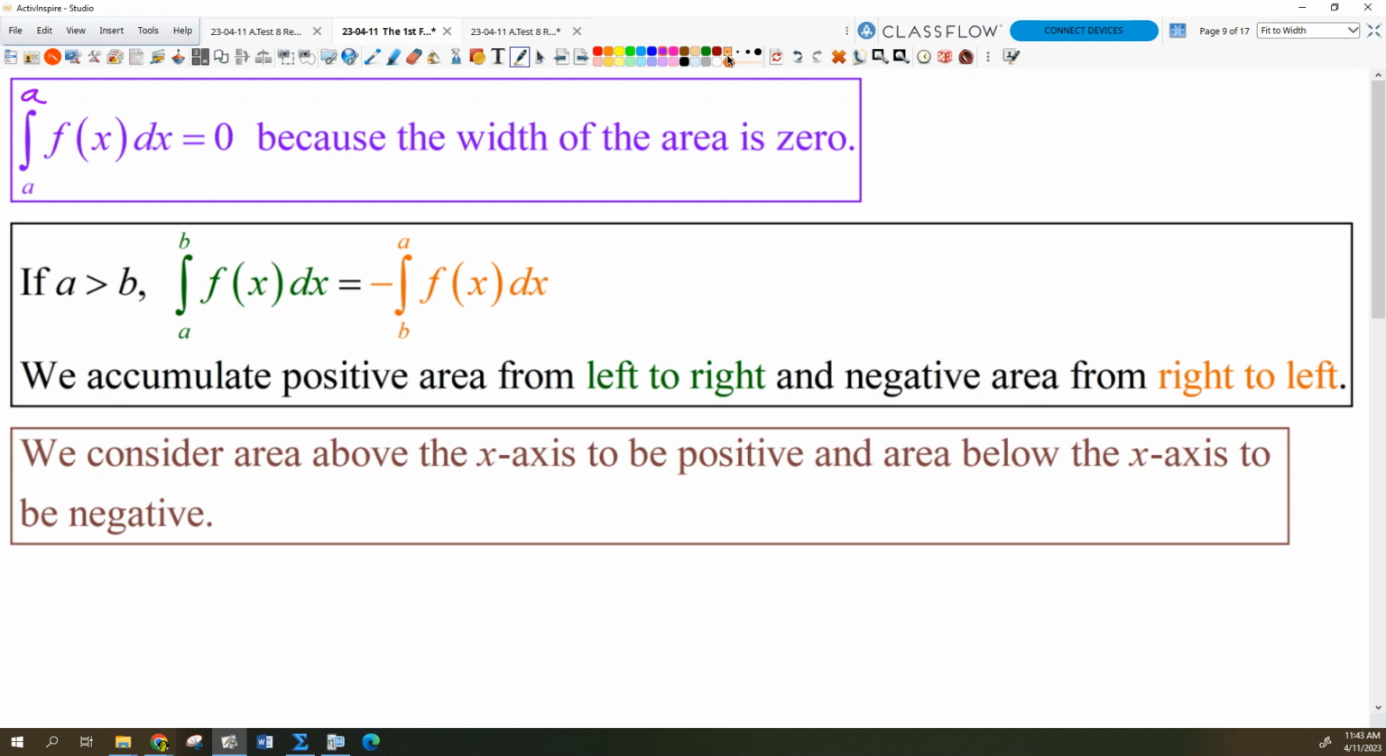So if a is greater than b, and let's just say hypothetically that f of x is a function that sits above the x-axis, then the green integral would represent positive area. Okay, the orange integral would represent the opposite of that, right? So the integral of f of x from b to a, if I'm going backwards, that's going to calculate a negative area. Here, I'll demonstrate it for you.